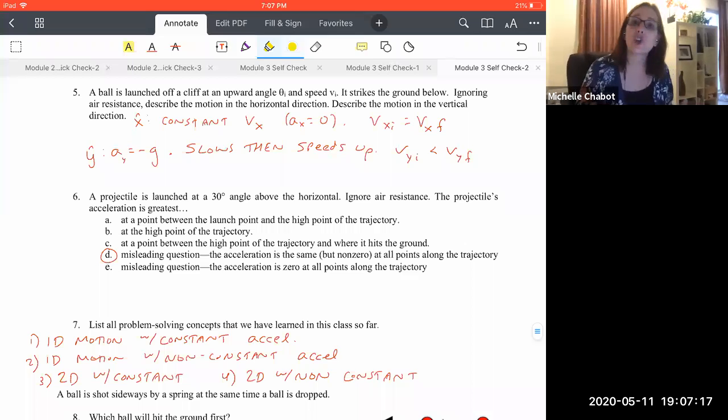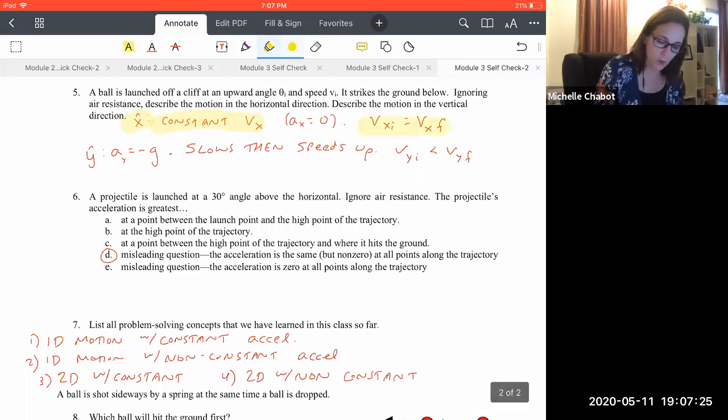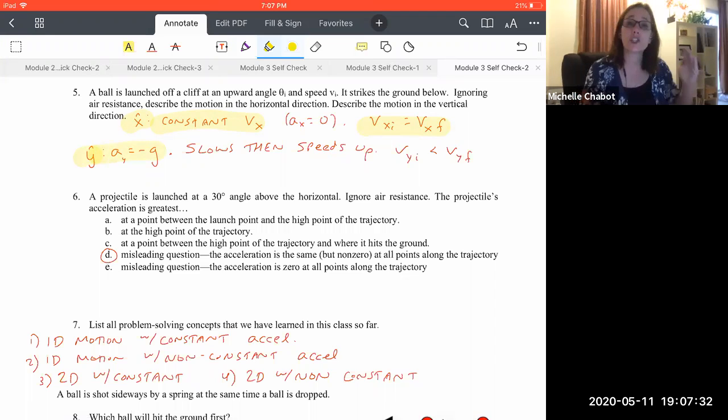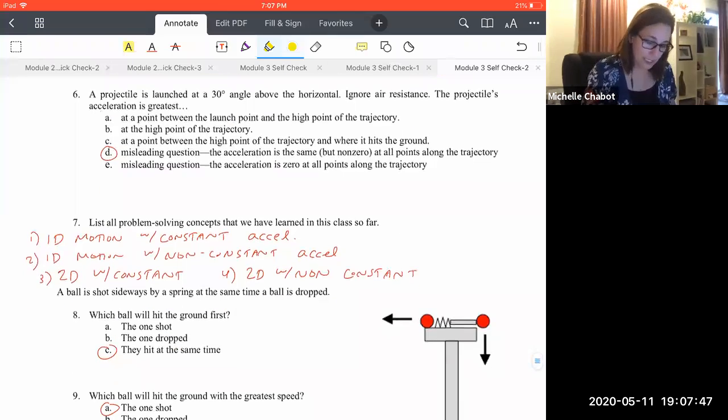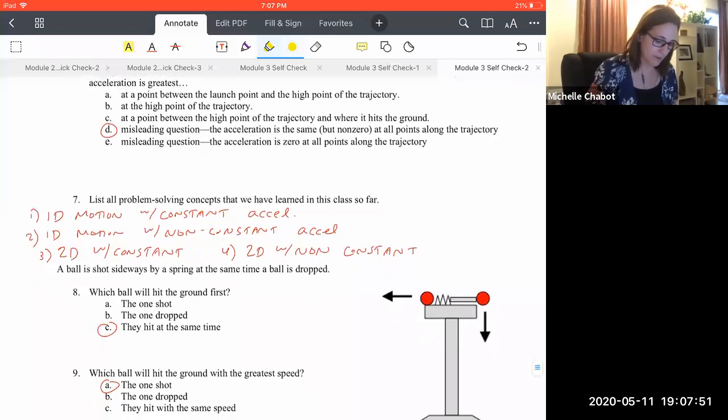For 5, it's open-ended, but the main features are that in x, you have a constant velocity, so the initial velocity equals your final velocity. In y, you do have a constant downwards acceleration, so that initially it's going to slow down, and then it'll speed up. And because it goes off a cliff onto the ground, it's going to be faster at the end in the y direction than it was to start. 6 was a misleading question because the acceleration is the same and non-zero everywhere, so it is D.